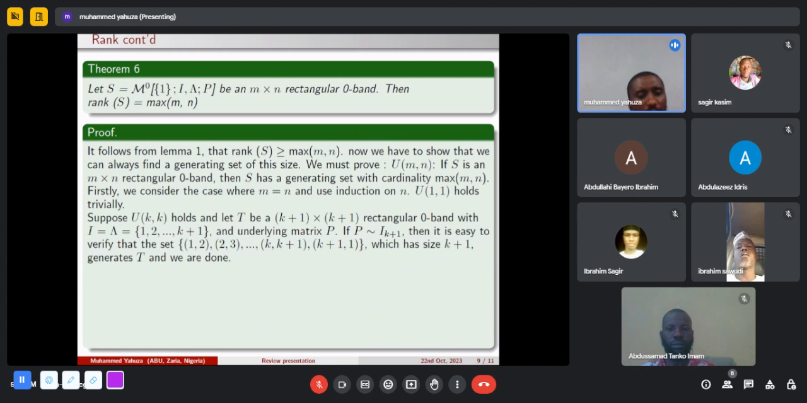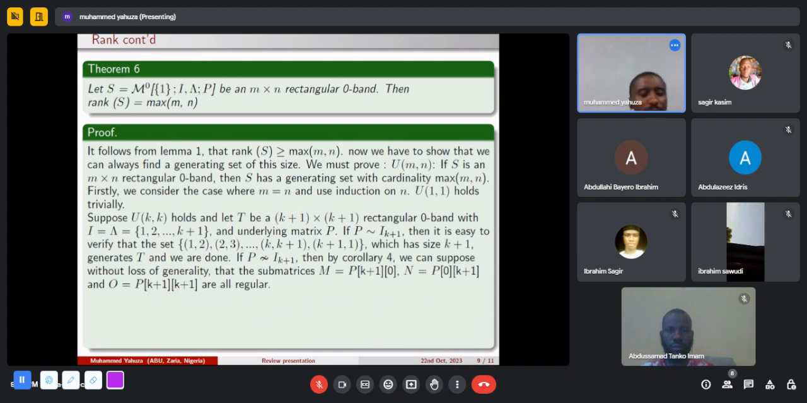Now suppose u of k, comma k holds, and let T be a k plus 1 by k plus 1 rectangular zero band with I equals lambda equals 1, 2 up to k plus 1, and the underlying matrix P. Now, if P is equivalent to the identity matrix I k plus 1, then it is easy to verify that this set 1, 2, 2, 3 up to k plus 1, 1, which has size k plus 1, will generate T. And so we are done.